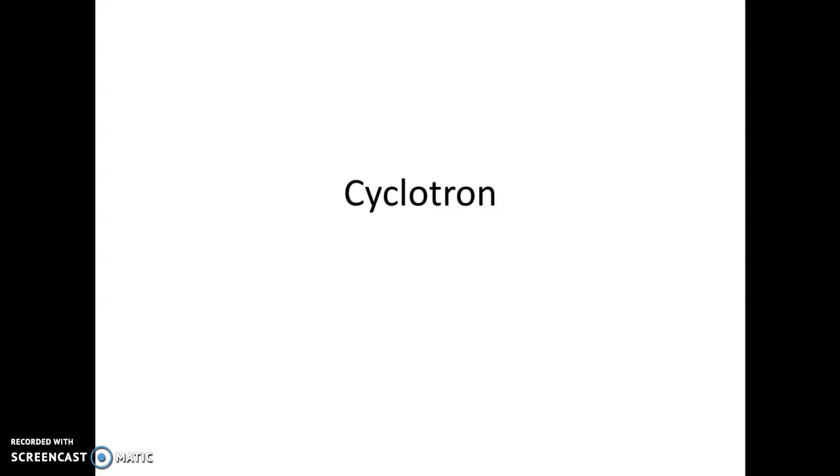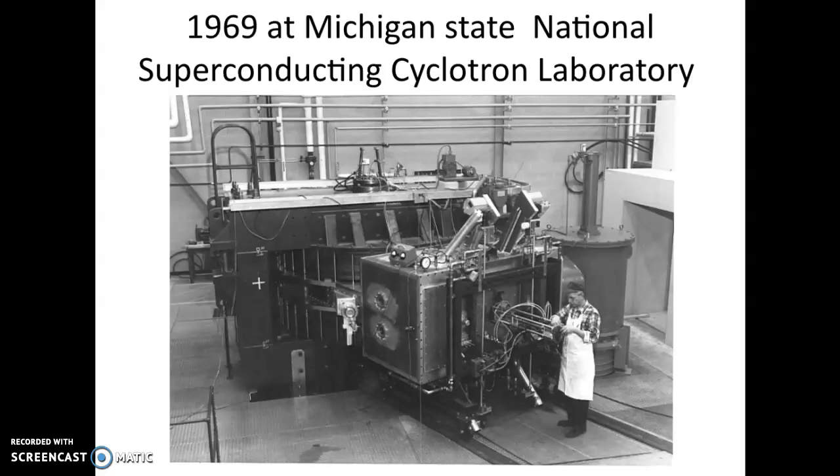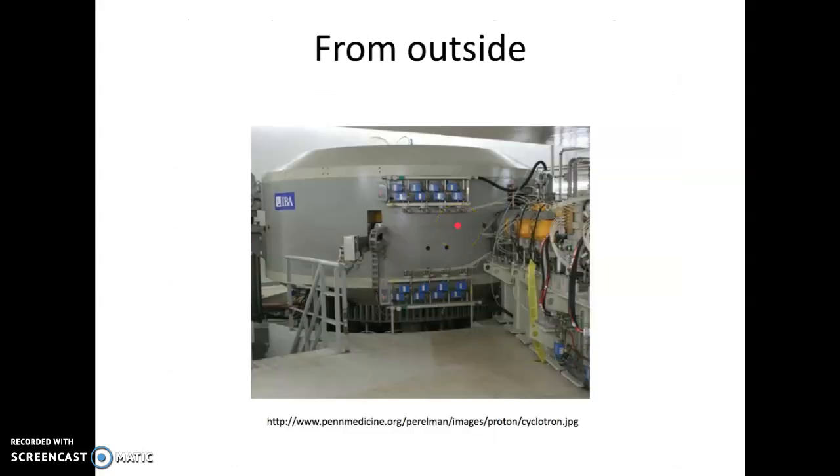Cyclotron is a different thing. And the first thing about the cyclotron is, when they were first built in the 1960s and 70s, you can see that it's circular in shape. We'll come back to why that is in a moment. And that's a more modern one, which is a proton beam accelerator for medical uses.